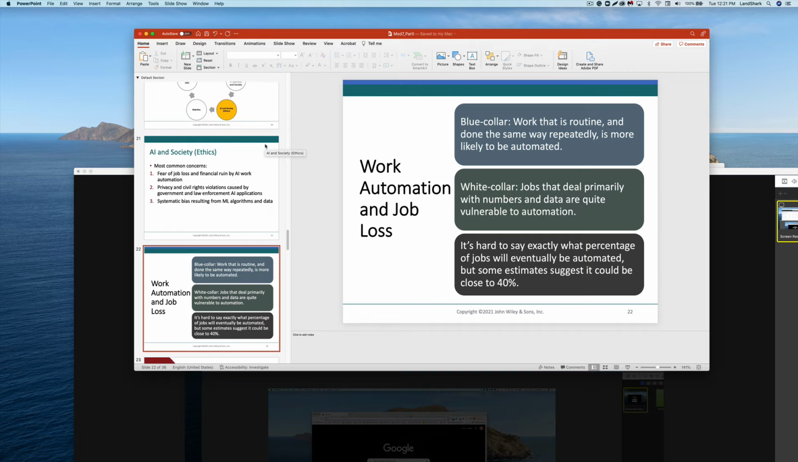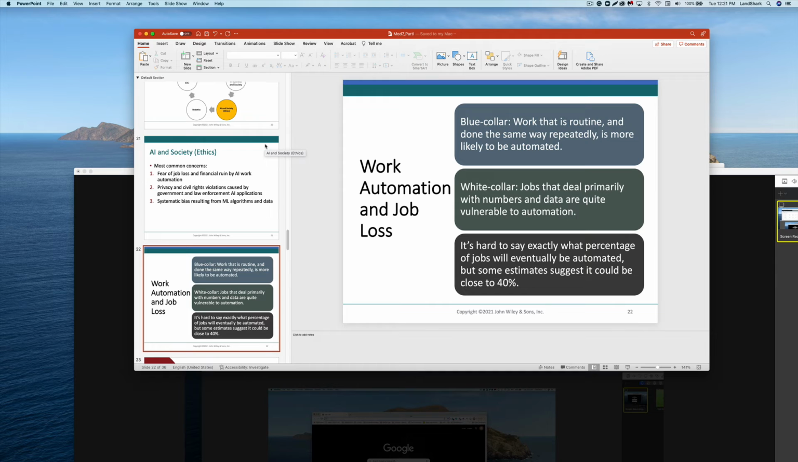I had a job where we had an intern. He would run these things called DTS packages. All he would do is come in, click a button, boom, and it would go through. Those are things that can be automated. White collar jobs that deal primarily with numbers and data are quite vulnerable to automation. So actually, white collar would have been the example that I provided.